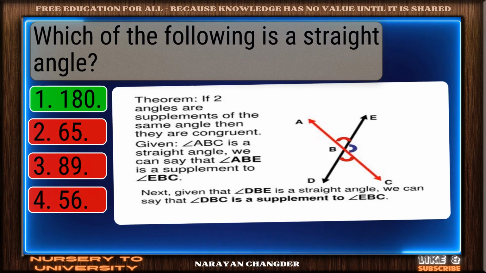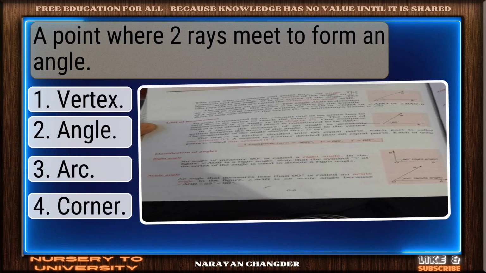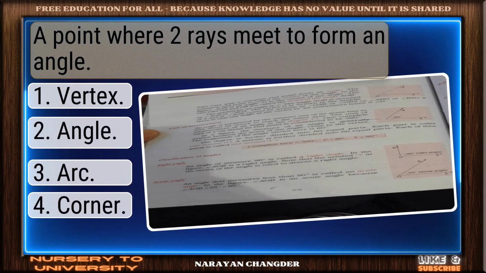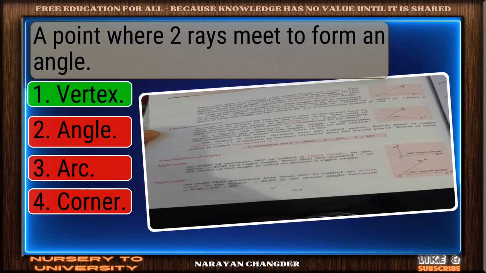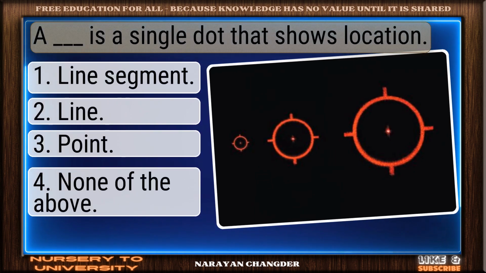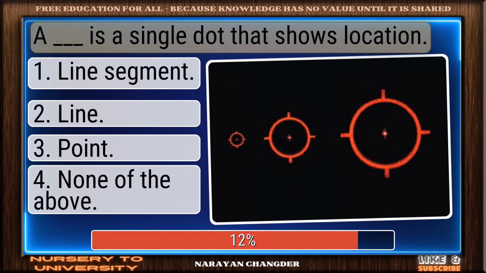Correct. 180 is the right answer. Question number 216. A point where two rays meet to form an angle. Excellent. Vertex is a brilliant choice. Question number 217. A dash is a single dot that shows location.